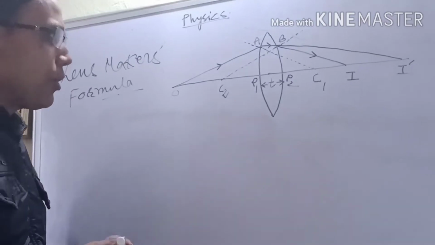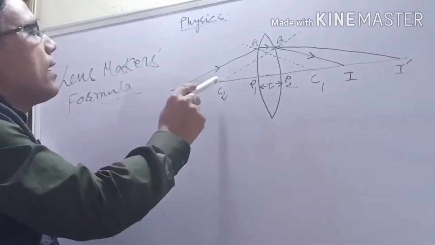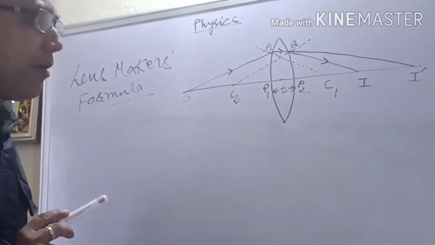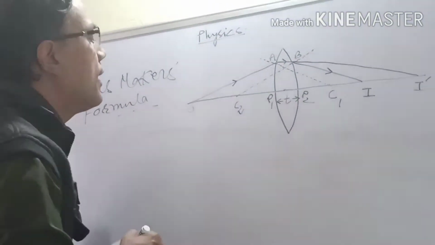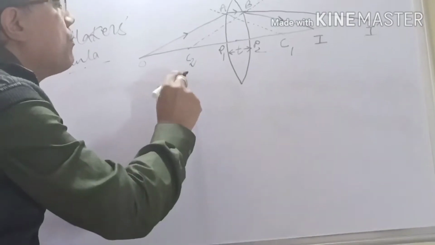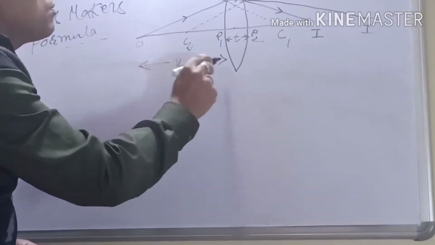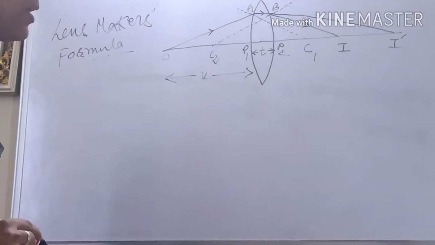Now, if you look at the drawing and follow the arrow, the object is kept at this point on the principal axis, which is marked as O. So you can say that this much distance, from P1 to O, is the object distance U.